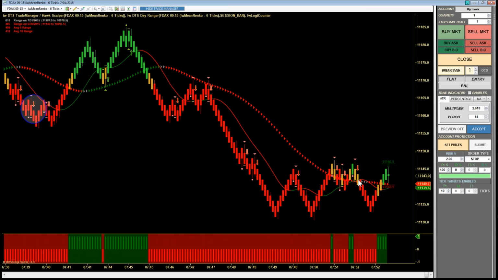Currently, we're printing yellow bars telling us the market is perhaps moving sideways. So we're entering a little bit of a choppy phase.